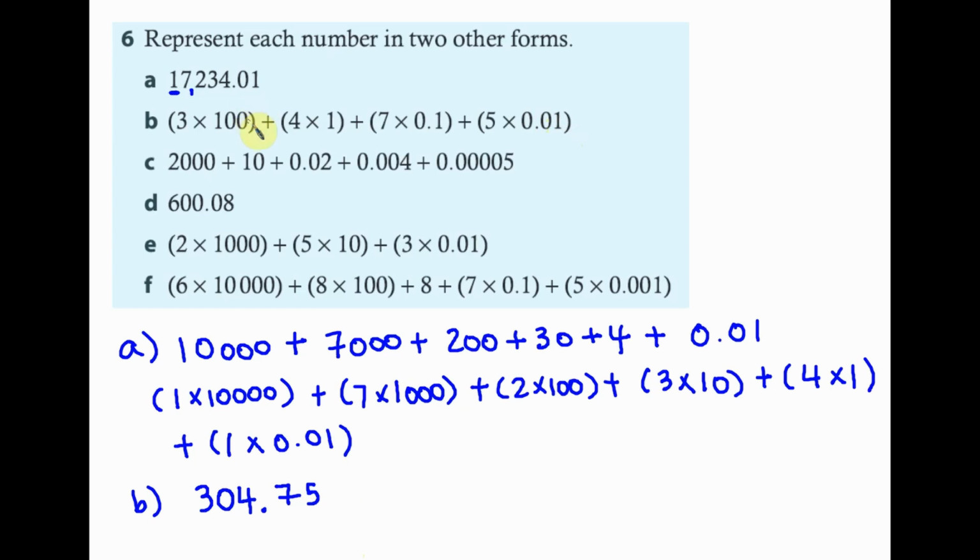The second way that I have to do is just write in another expanded form. So I'm going to use this way, the first one that we did. So you have 300 plus, you're just multiplying this. So 4 times 1, I get 4, plus you have 7 times 0.1, 0.7, plus the last one, 0.05. The remaining practices, you could do it on your own just to see if you can rewrite all these numbers in other forms.